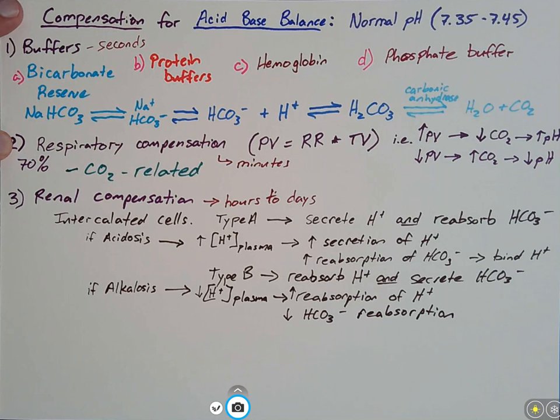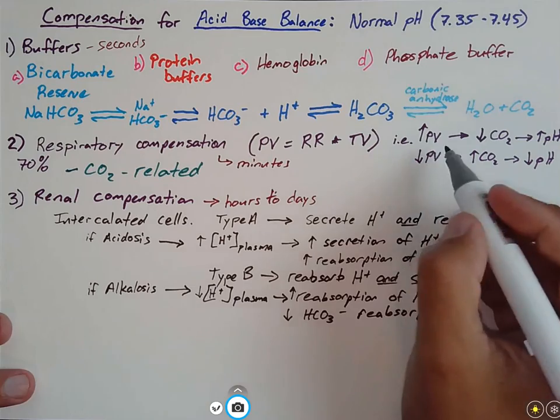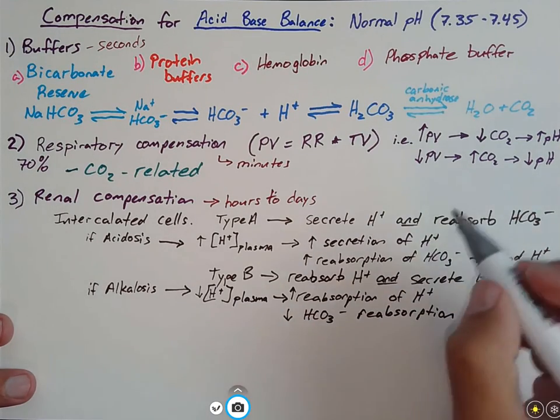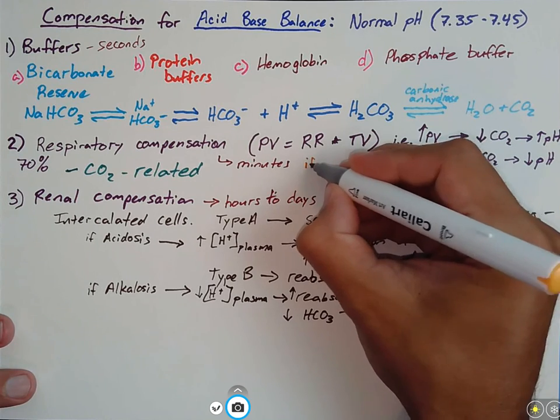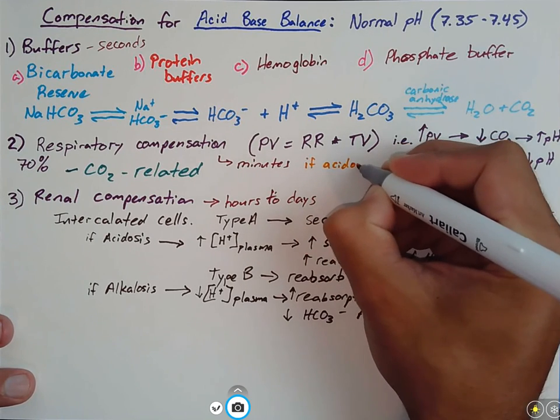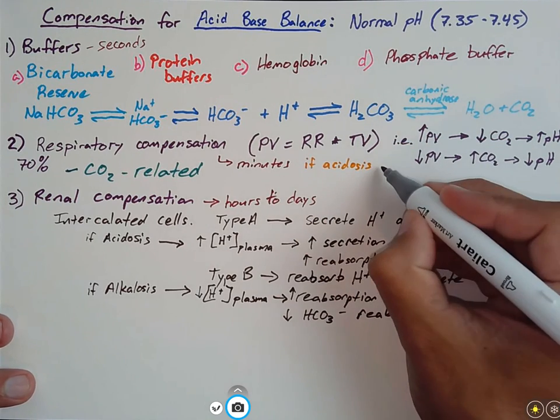Respiratory compensation. How is the respiratory system going to compensate if there is an increase in the number of acids? It's going to try to get rid of CO2, right? So if we have acidosis, then the respiratory system is going to increase pulmonary ventilation because that is going to try to get rid of CO2. And let's write that in. If acidosis, what do we know is going to happen?